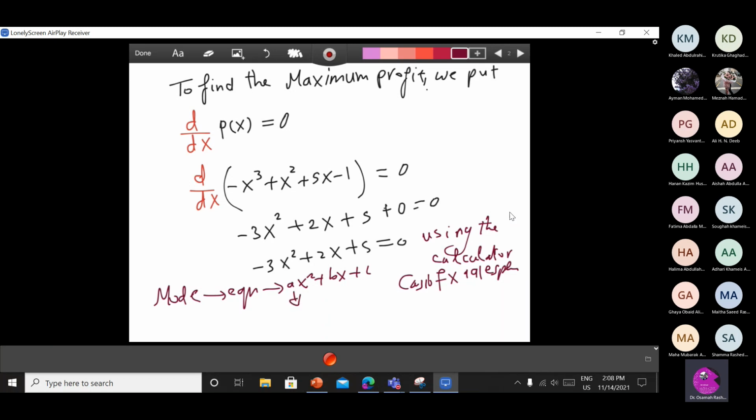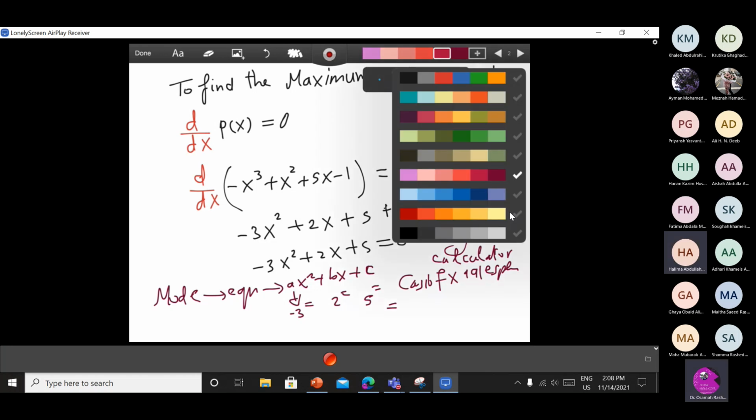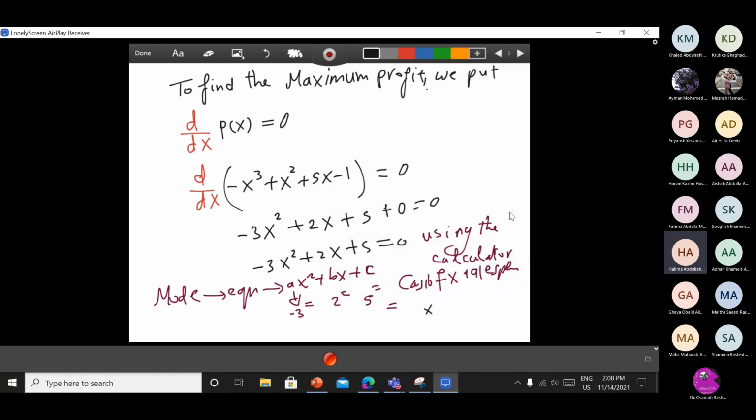Input a, the coefficient of x squared, is minus 3, press equal. And then b is the coefficient of x, press equal. C is a constant, which is 5, press equal. Now, if you press equal, what do you have? X equal to 5 over 3. And the other one? X equal to what? Minus 1.